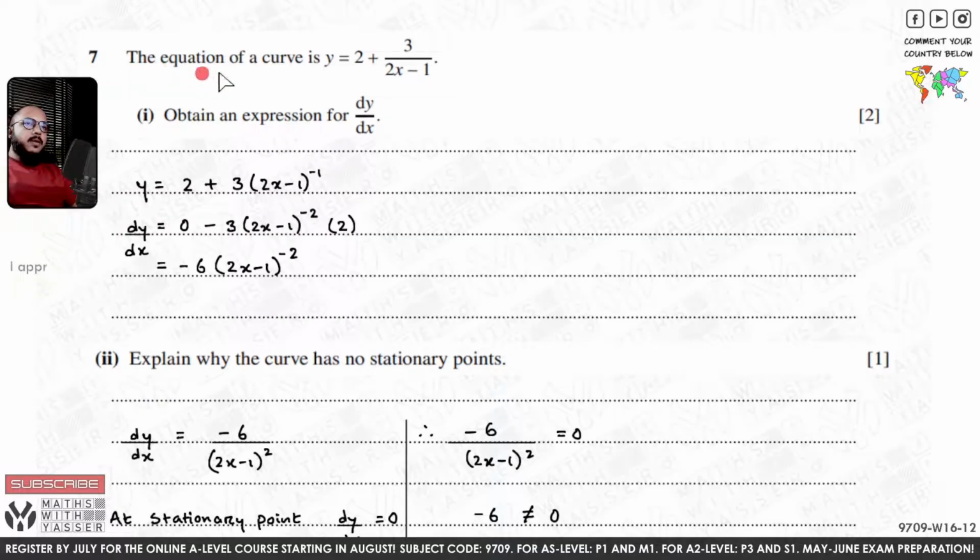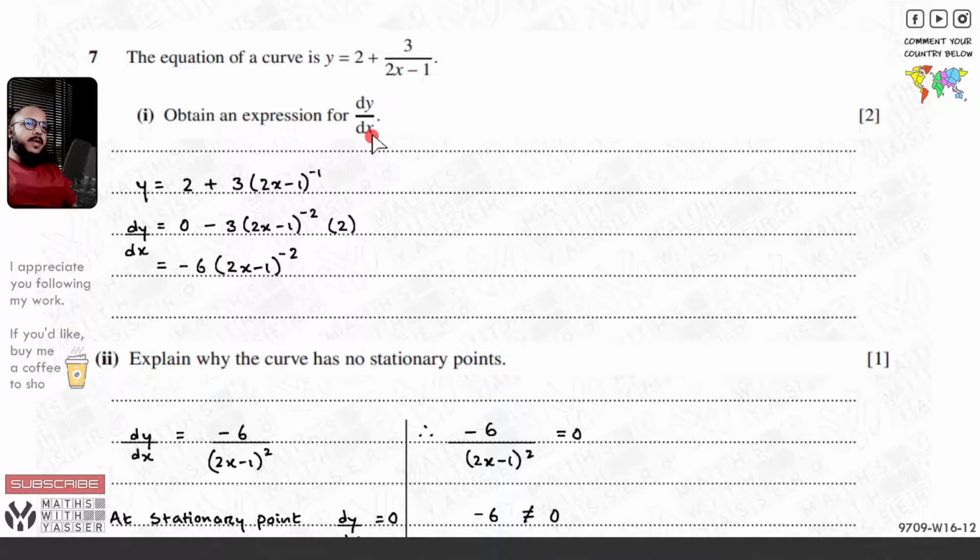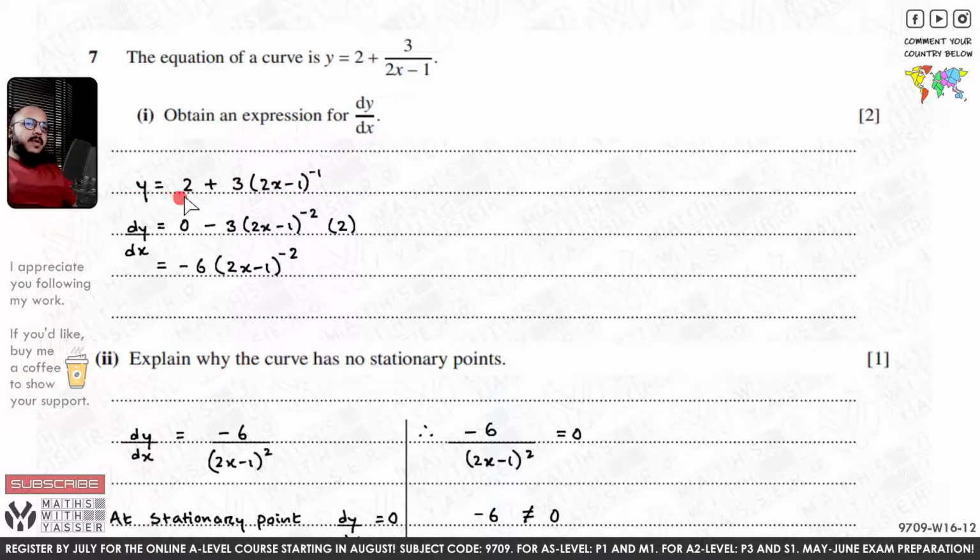Question number 7. The equation of a curve is y equals 2 plus 3 over 2x minus 1. We need to obtain an expression for dy over dx. So y can be written as 2 plus 3 times (2x minus 1) to the power minus 1. So dy by dx: 2 becomes 0, and negative 1 times positive 3 is negative 3, then (2x minus 1) to the power minus 2. Then we do inside differentiation, and that gives us positive 2. Simplifying this, we get negative 6 times (2x minus 1) to the power negative 2.